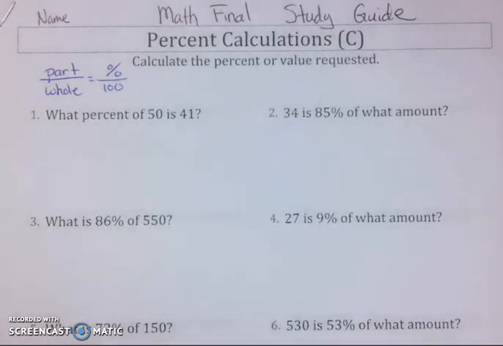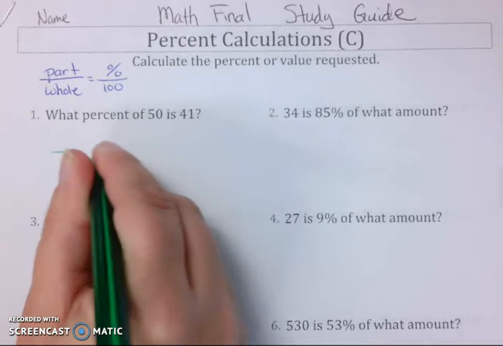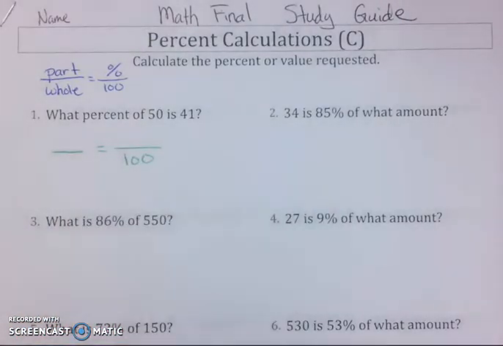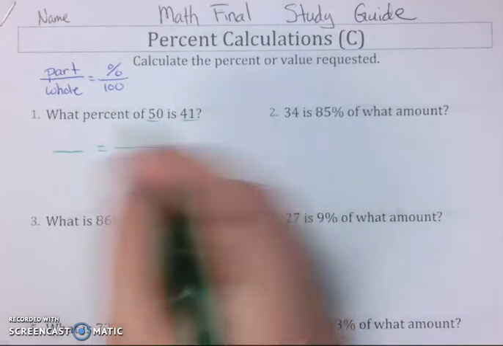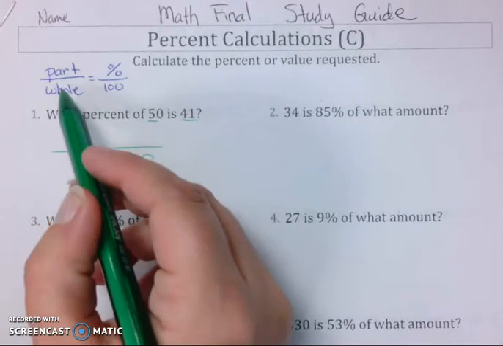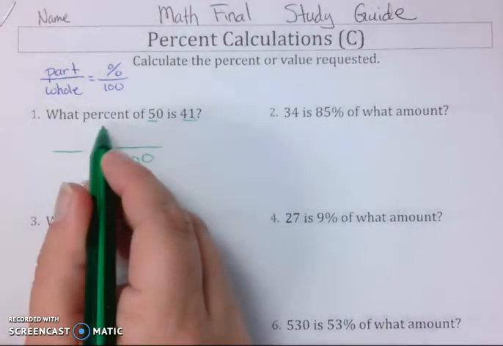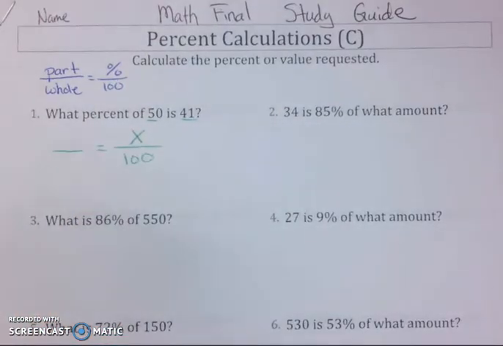So starting with number 1. Before I even read the problem, I'm going to set up my proportion. I always have 100 down here, and got to figure out where my two numbers go. So I have to look at these two numbers and know if it's a part, a whole, or a percent. What percent? So I know I'm looking for the percent, that's my x. What percent of 50 is 41?